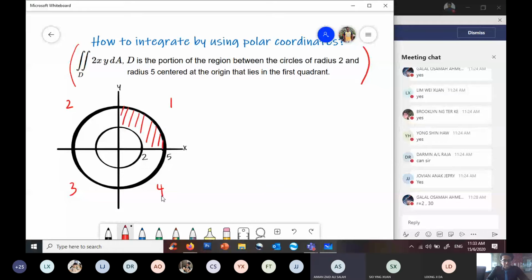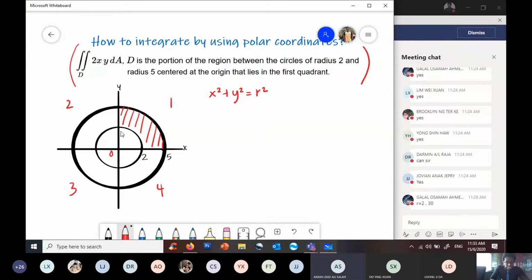solve this. So one way that I would do it, keep in mind this is without using polar coordinates. I want to compare both. Without using polar coordinates, do you still remember what is the equation of a circle with the origin being 0, 0? It is simply x squared plus y squared is equal to r squared. This is the equation of a circle.